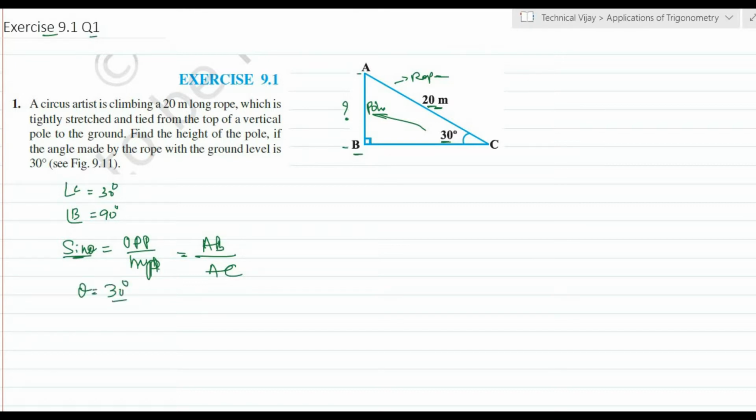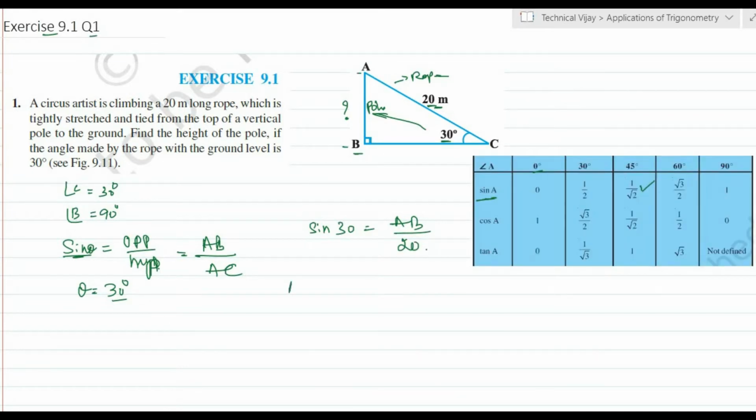Now we will substitute this: sin of 30 is equal to AB divided by AC. AC is 20 meters, as given. So the AB distance can be found: AB is equal to 20 into sin of 30. Sin of 30 is equal to 1 by 2. So AB is equal to 20 into 1 by 2. Two ones are two, so AB is equal to 10 meters.